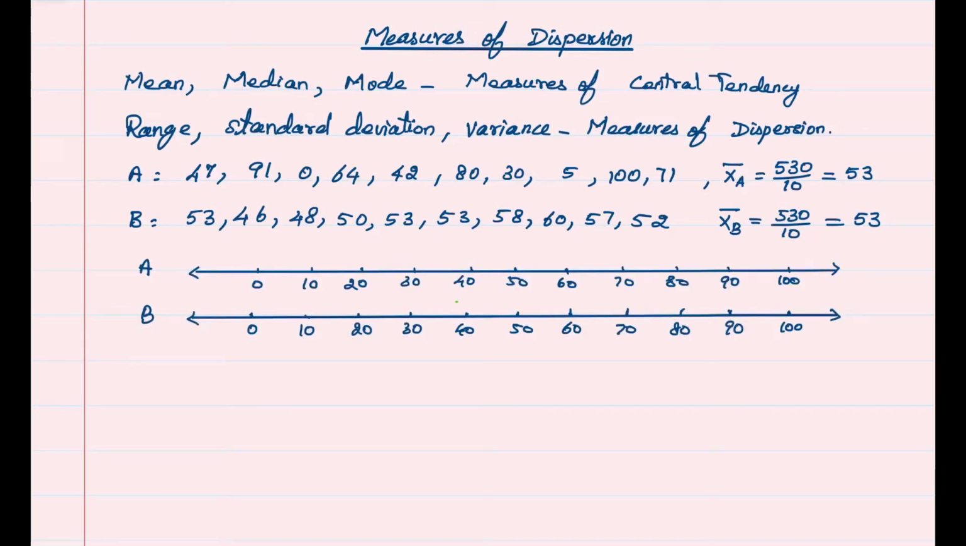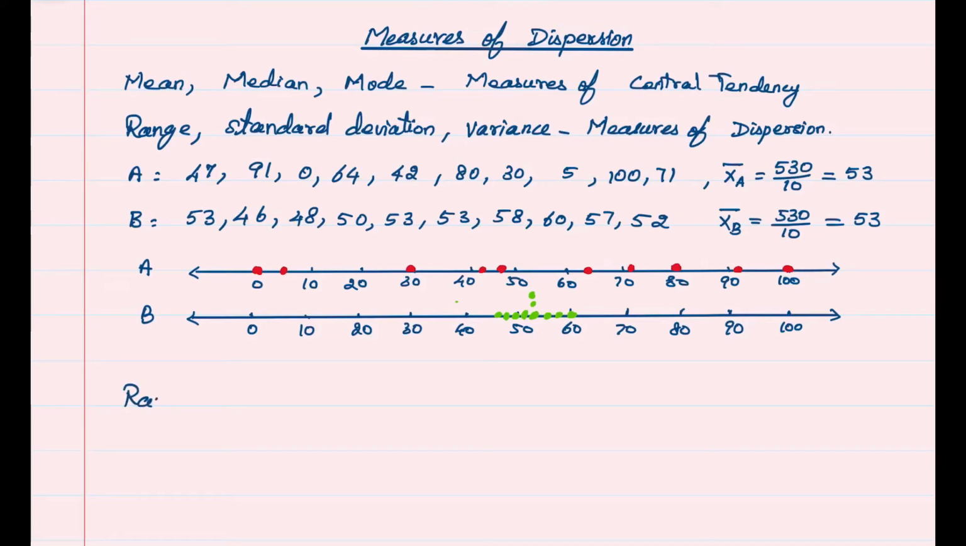Let us plot these scores on the number line for student A and for student B. We can see that the dots corresponding to student B are close to each other and clustering around the mean 53, while those corresponding to student A are scattered or more spread out. So the measure of central tendency, mean, alone is not sufficient to give complete information about the data. Variability is another factor which is required to be studied. That's why we need measures of dispersion.